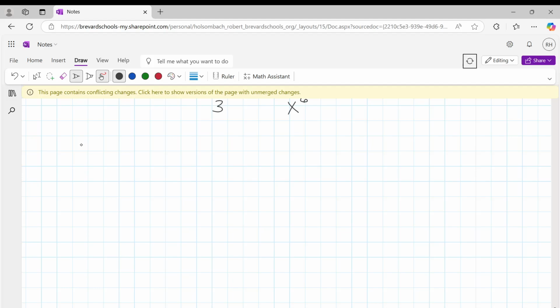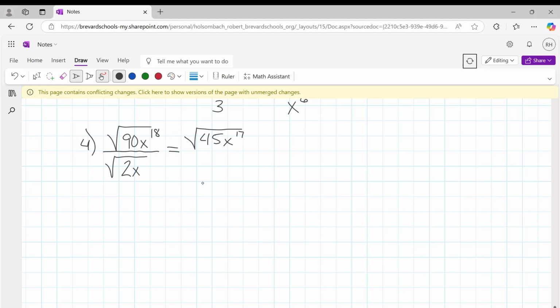Problem number 4. Square root of 90 x to the 18th over the square root of 2x. And again, the 2 goes into 90 evenly, and the x goes into x to the 18th evenly. So in the numerator, we get the square root of 45 x to the 17th.